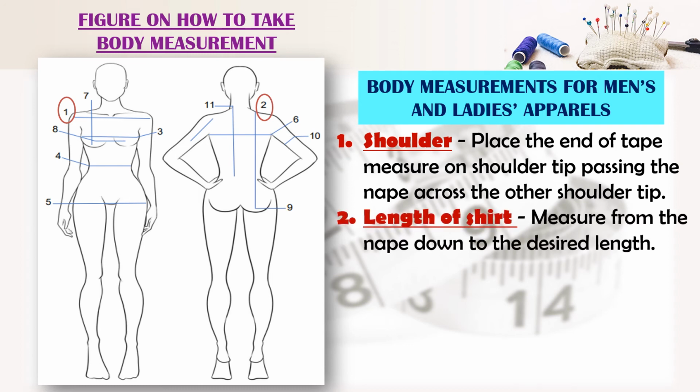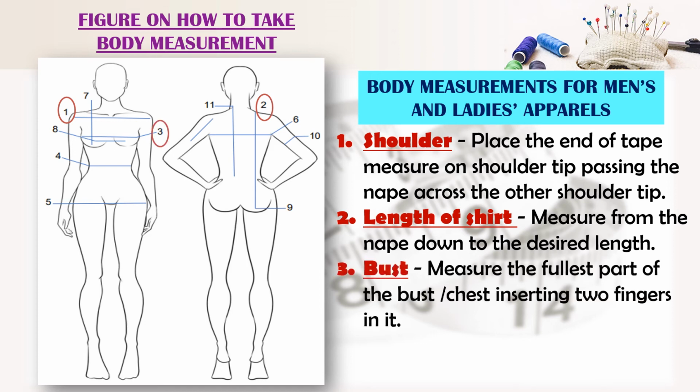The next one is the length of shirt. When measuring length of shirt, you have to measure from the nape down to the desired length. Number 3 is the bust. When measuring bust, measure the fullest part of the bust or the chest, inserting 2 fingers in it. So you have to insert your 2 fingers to have an allowance.